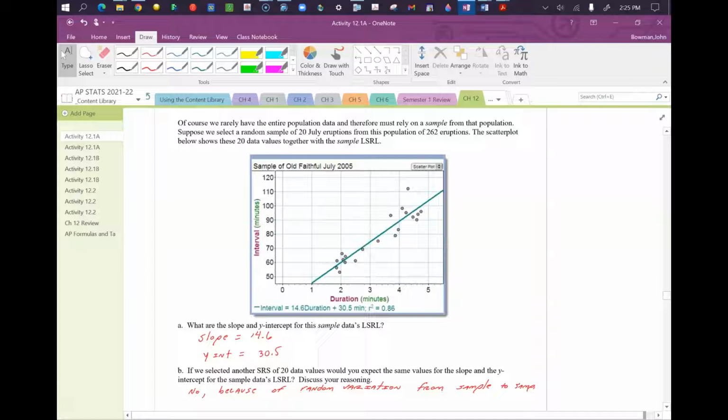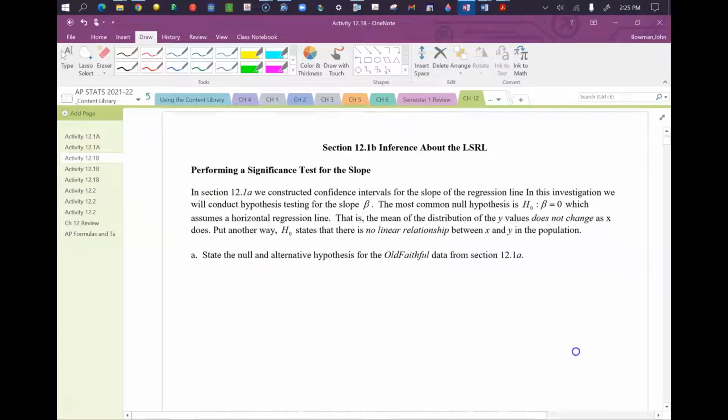Today we're going to talk about doing hypothesis tests for the slope. Typically we say that there's some useful relationship between the two variables. Another way of saying that is that the null hypothesis is that the slope of the population line of best fit is 0, and the alternative is that it's either less than 0, greater than 0, or just not equal to 0. So let's take a look at this.